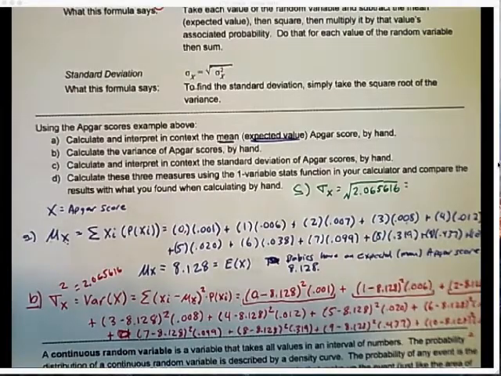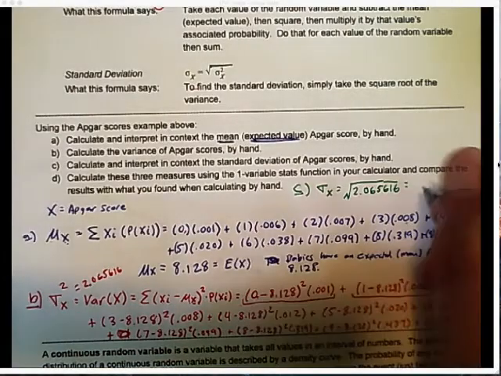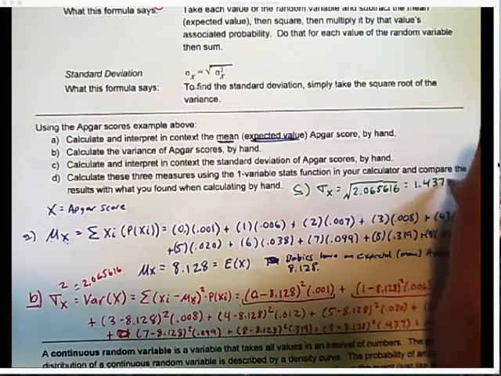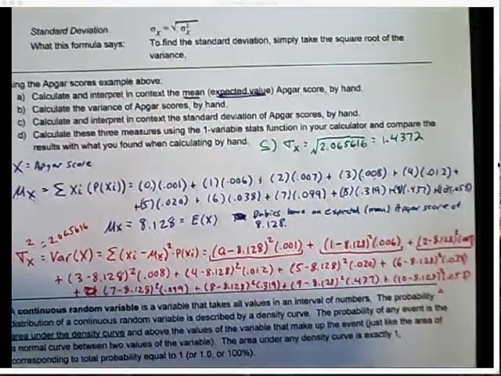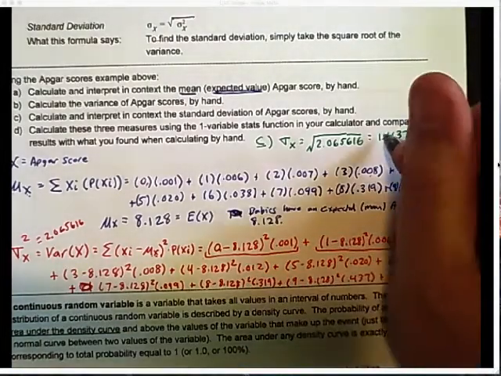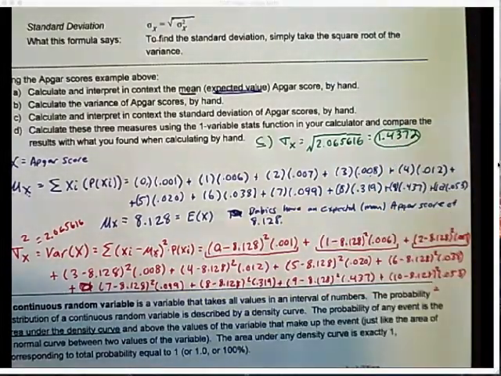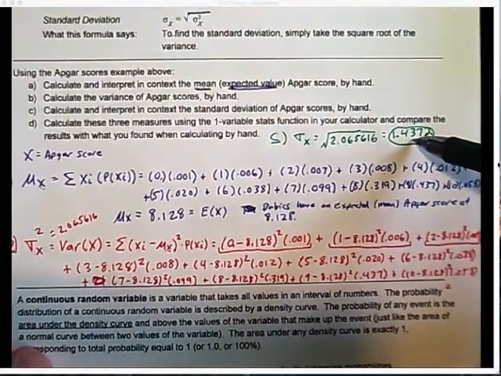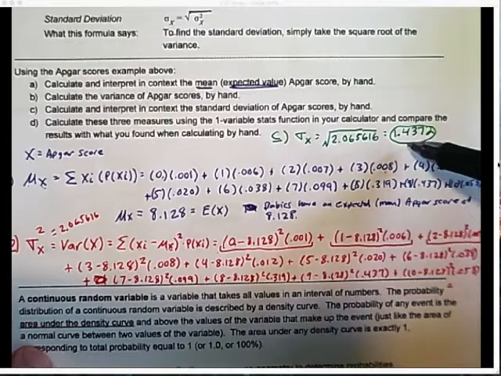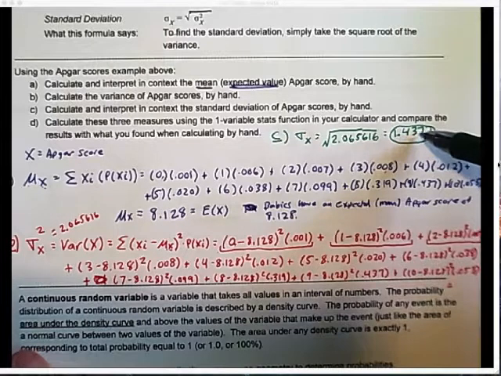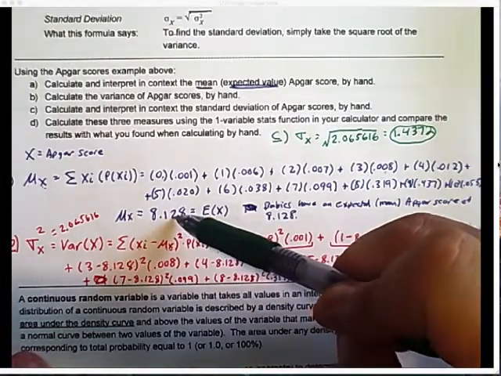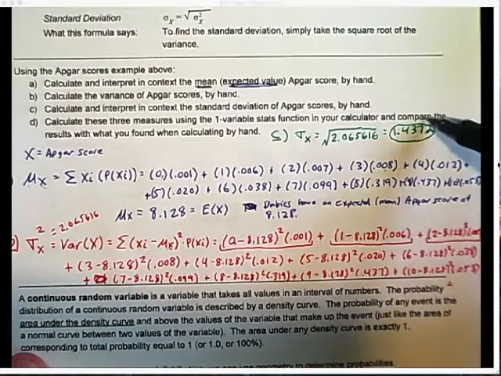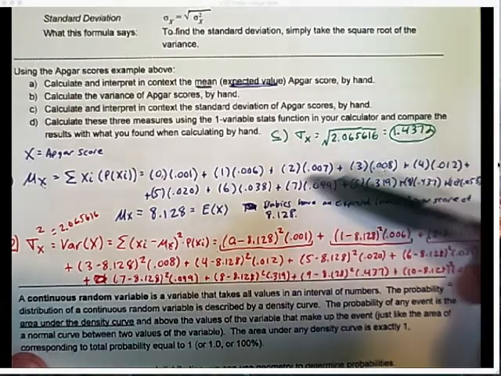So I take the square root of that, and I get 1.4372. Okay. So here's my standard deviation. Now, what's the interpretation of the standard deviation? On average, a baby's APGAR score deviates 1.43 APGAR units away from the mean. So this is the average amount of spread, the average amount that a baby's score deviates from the mean.